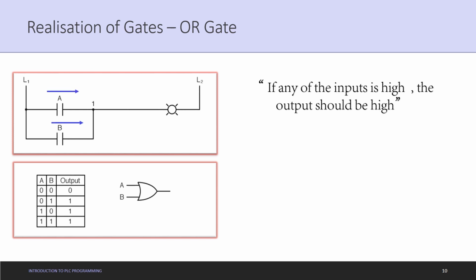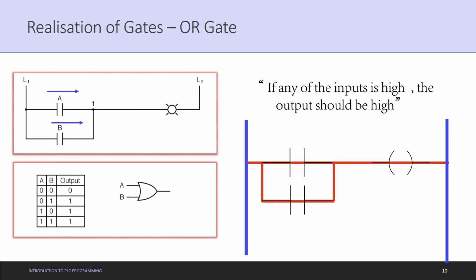I have a ladder diagram with two switches, A and B, and a single output X. The first condition is that both the switches are off, that is the logic condition 0, 0. In this condition, both of them are off and the output doesn't turn on. The second condition is 0, 1, that is the second switch is in the high state.